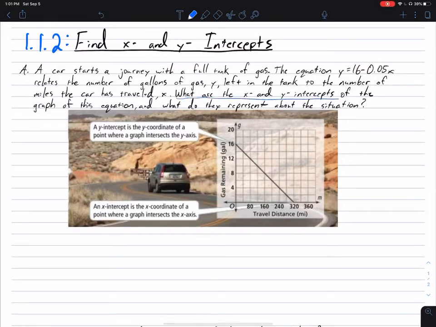Okay, so that's the first question. What are the X and Y intercepts of this equation, and what do they represent about the situation? So that'll be question 2.